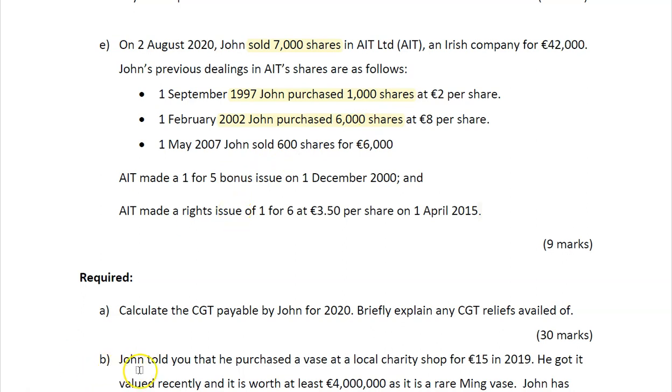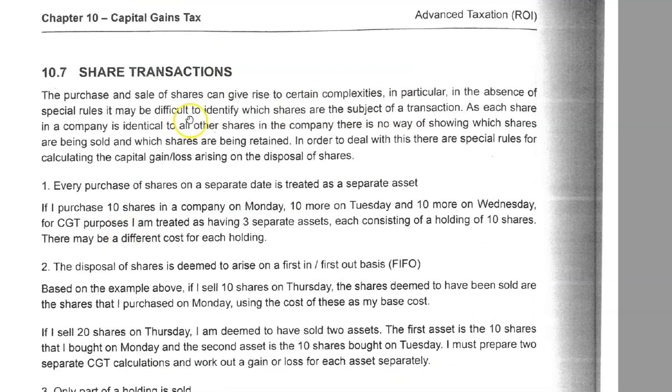What's important here is to know the rules for shares, and they're just here on the screen so you can pause it. I'm not going to dwell on it, but each purchase of a share on a separate date is treated as a separate asset. And then the disposal of shares is deemed to arise on a first in, first out basis. So I'll go back to the question.